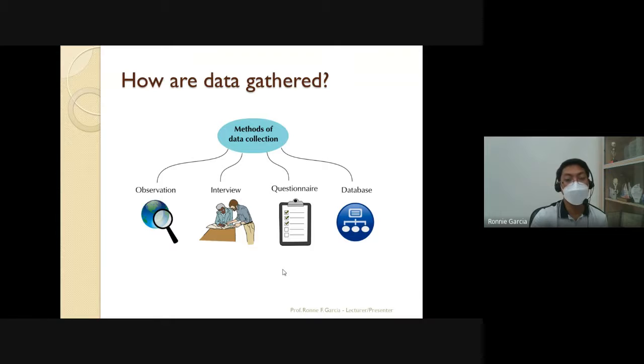Questionnaires are the most commonly used, either printed questionnaires or ones sent through Google Form. That's one way to collect the data. And then database. A database is already in a system, so you just get the data from it. For example, if you want to know which colleges and universities have the most students and enrollment, you go to the CHED database and get data there. So that is an example of a database.